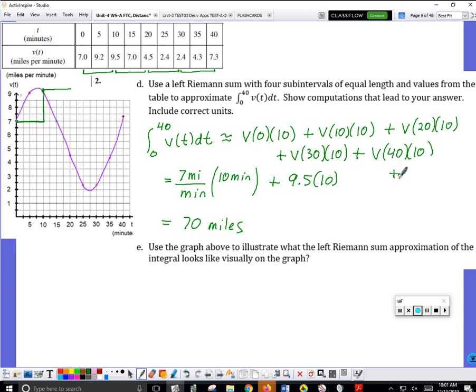Oh, hold on. Speak to your weight. Go, Abby. Oh wait, since it says 4 subintervals of equal length and we're only going to 40, would we stop at V of 30 times 10? Yeah. Good work. Did it on purpose so you'd see the mistake. It's exactly what Abby said. We're trying to do the integral from time 0 to time 40. We have 4 equal subintervals. This computation takes care of the first 10 minutes. This computation takes care of the second 10 minutes, third and fourth, so you don't want this.